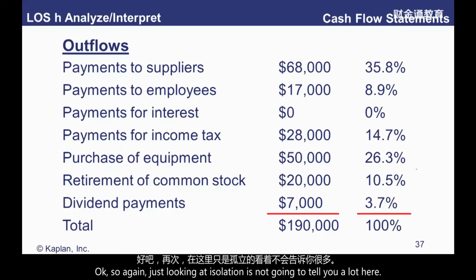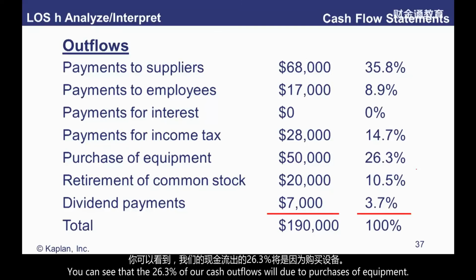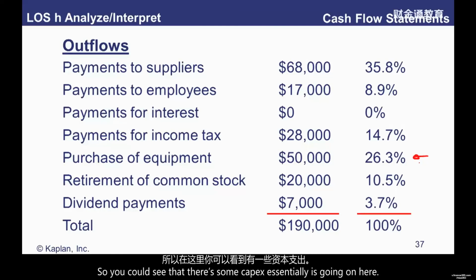Okay, so again, just looking in isolation is not going to tell you a lot here. You can see that 26.3% of our cash outflows were due to purchases of equipment. So you can see that some CapEx essentially is going on here.